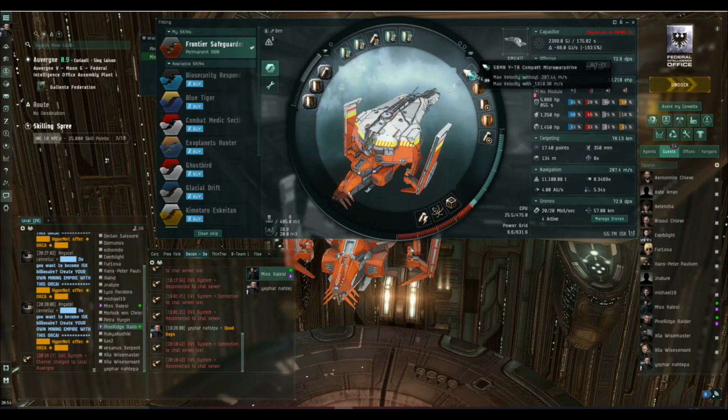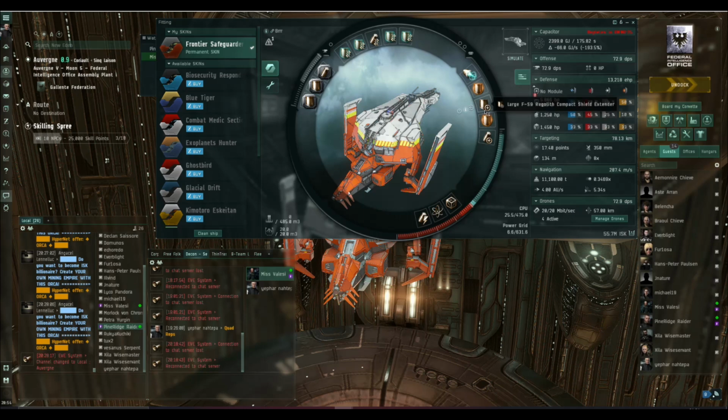In the mid slots, we've got a compact microwarpdrive to get us where we need to be on grid nice and quickly, but we're not going to be running it all the time. We've got a pair of Multispectrum Shield Hardener IIs. This fit has a compact large shield extender and a compact cap battery.